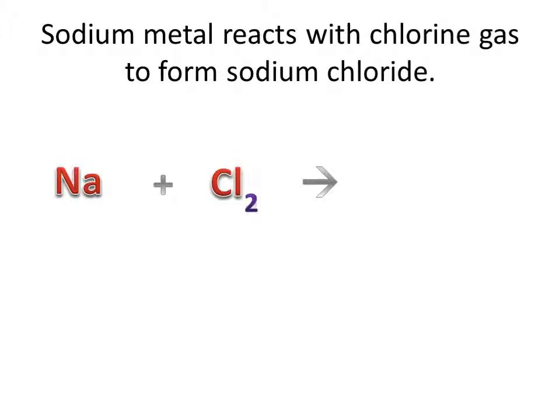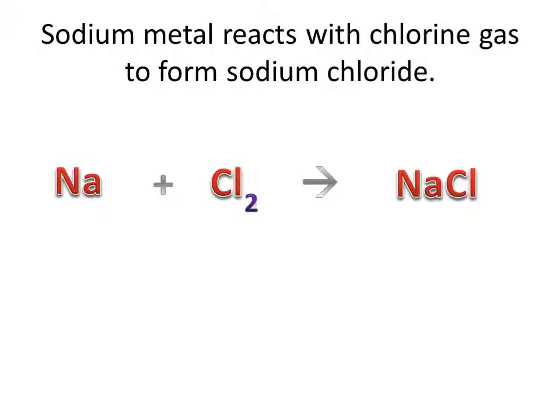Now here's where you have to check those charges. So sodium, remember, has a plus charge, and chlorine has a negative charge. But the ratio between them would be 1 to 1. So you would get NaCl, 1 sodium and 1 chlorine.